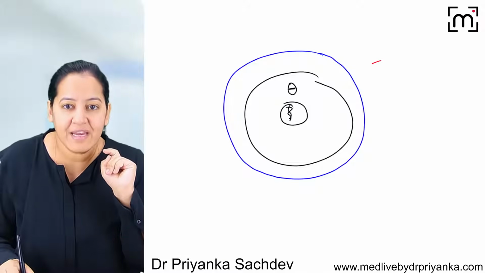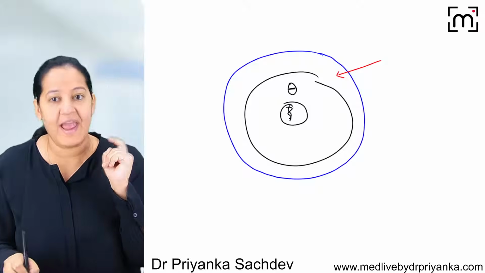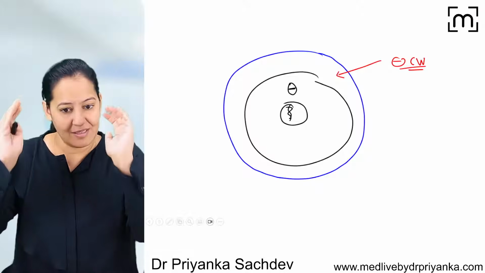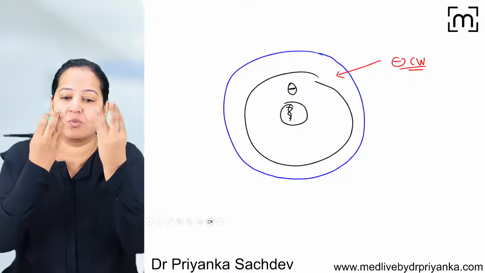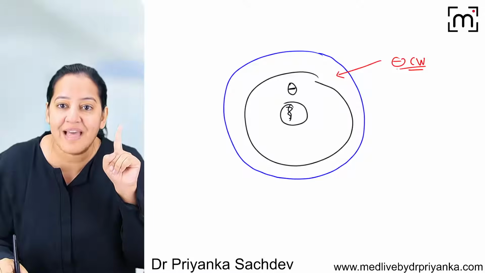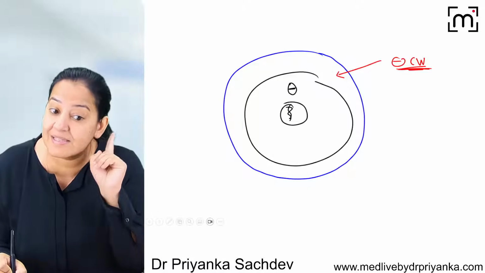Number 1, I can give the drug that acts on the cell wall, and they inhibit the cell wall synthesis in the bacteria, so bacteria will die. The cell wall synthesis will be inhibited. The bacteria will swell, burst and die. So there are certain drugs which are cell wall synthesis inhibitors.